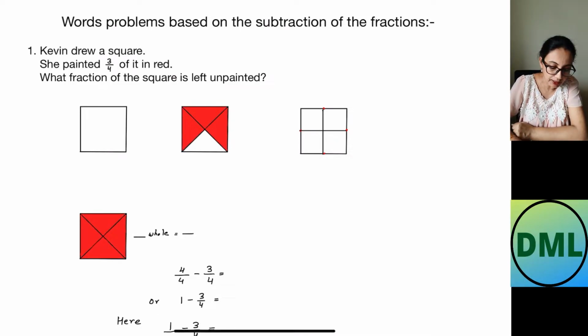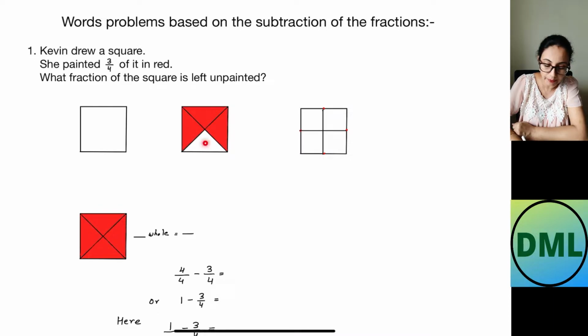How many parts are shaded? Out of 4 parts, 3 parts are shaded red. As you can see, I have shaded 3 parts red. Now what is he asking? He is asking what fraction of the square is left unpainted. How many parts are left unpainted? Only one small square is left.